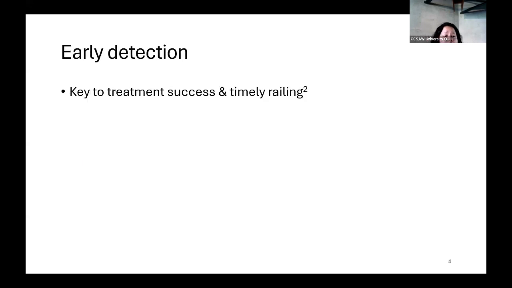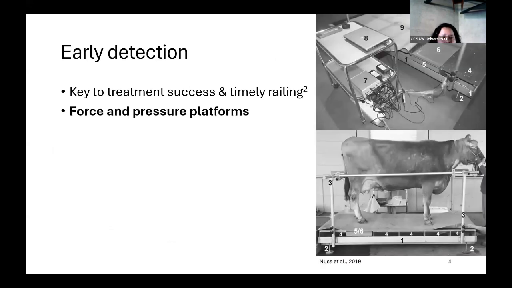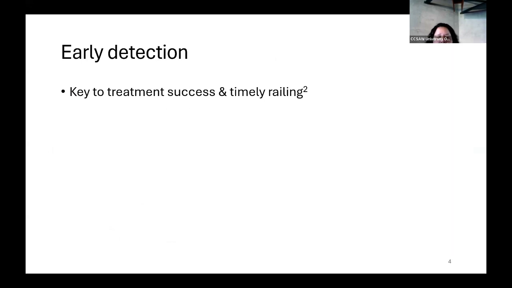So early detection of lameness is key to treatment success and timely railing. It is also important to send the animals on time, because if we wait too long, then the animal is going to become unfit for transport. It's going to get worse, and we're not going to be able to ship it, and then we'll have to do salvage slaughter or just euthanasia.